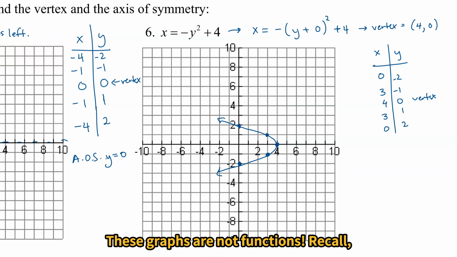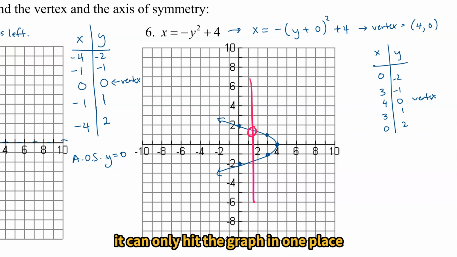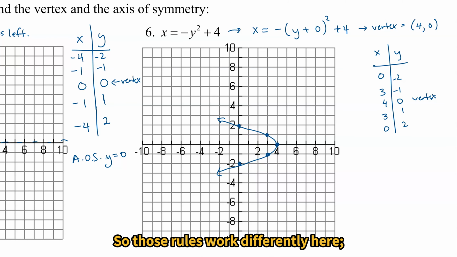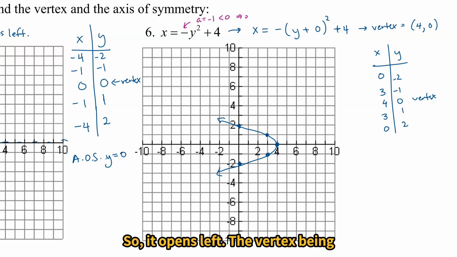These graphs are not functions. Recall, if I draw a vertical line, it can only hit the graph in one place to be a function. These are not functions. So those rules work differently here. Be aware of that. Some other things to note, we still have a negative, so it opens left.